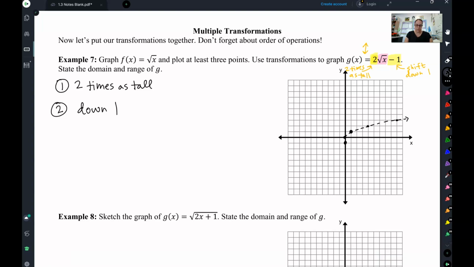I'm going to times that by 2, make it 4. So there's twice as tall. And then down 1. This one's 3 blocks away, so twice as tall is 6. But then down 1 is right there. So there is my new graph. And there we go.